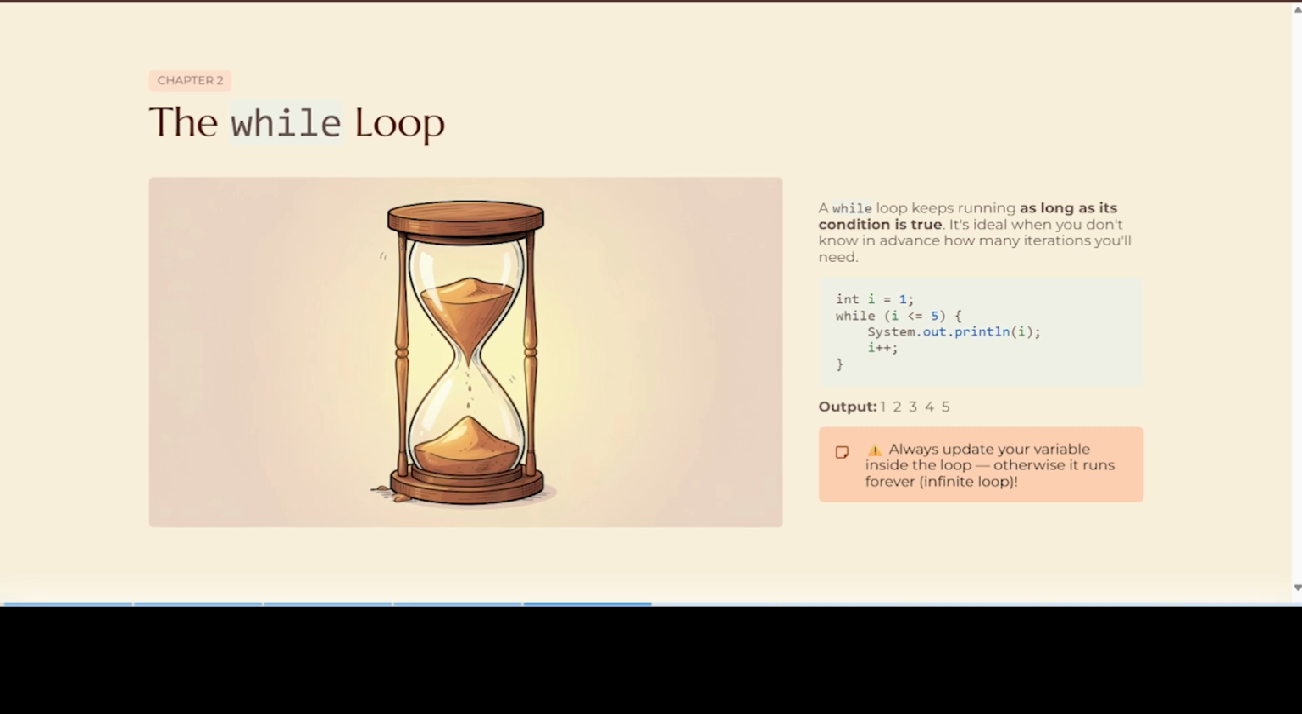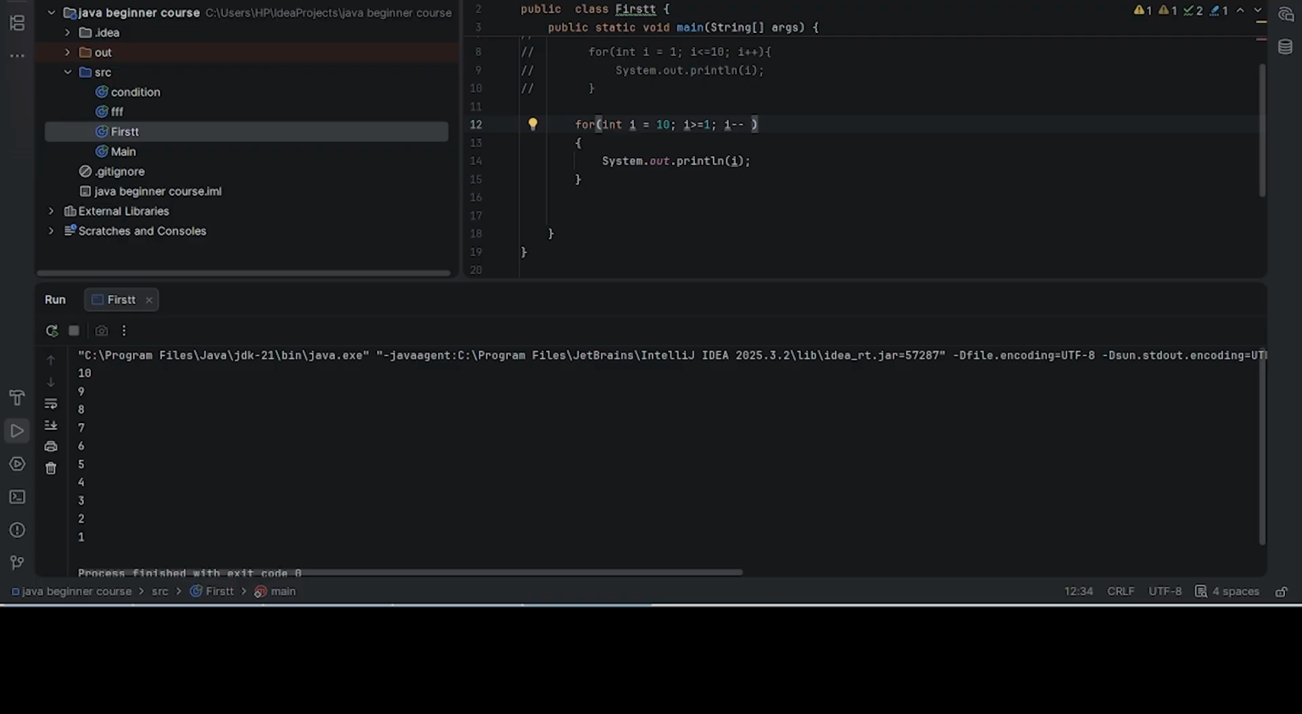Okay, so the while loop is very useful when we do not know exactly how many times the loop should run. As long as the condition is true, it keeps running. You don't know in advance how many iterations you will need. Okay, so for this you have a simple program. Always update your variable inside the loop, otherwise it runs forever. We will check this while loop code once again. Okay, so I will open my code editor.